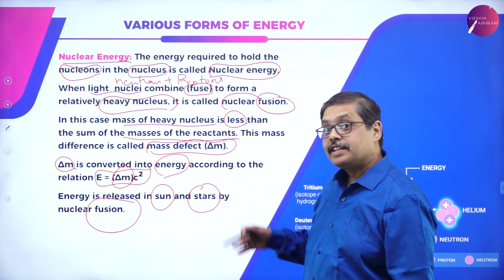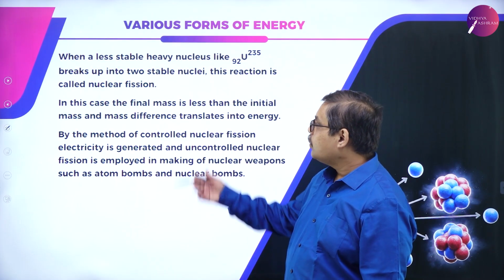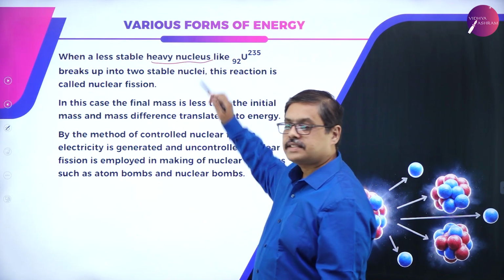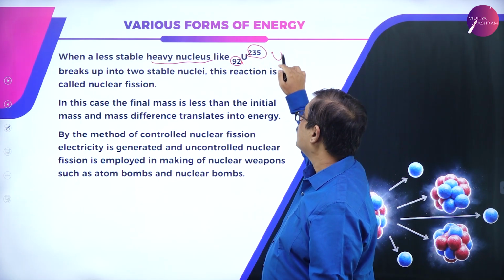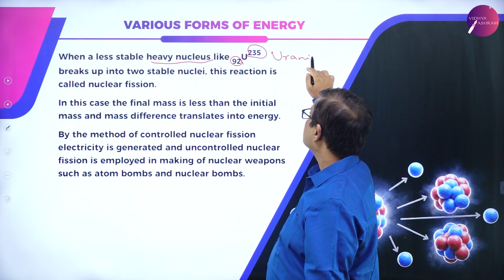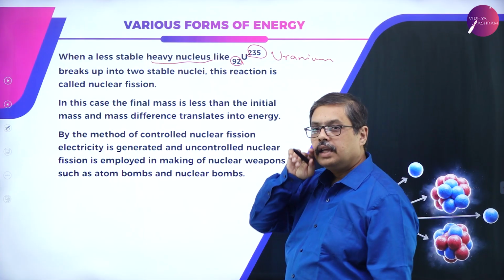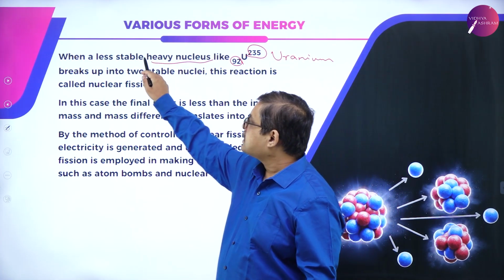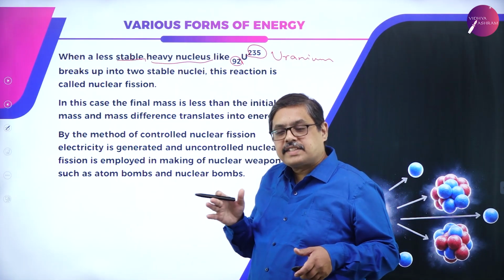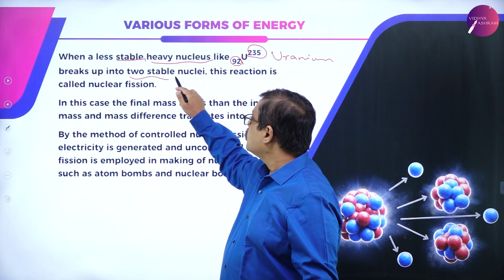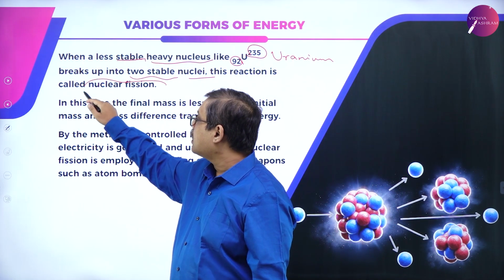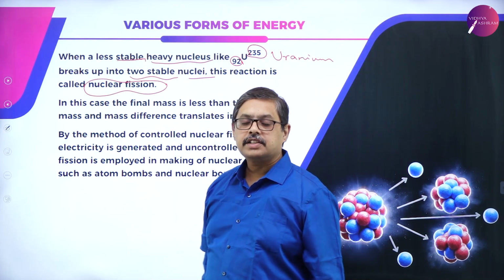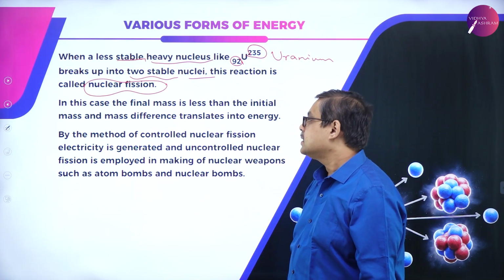Okay. What is the opposite of this? When a less stable heavy nucleus like 92U235, the famous uranium isotope, is not stable in nature, it breaks up or splits up into two stable nuclei. This reaction is called nuclear fission. It is called a fission reaction.